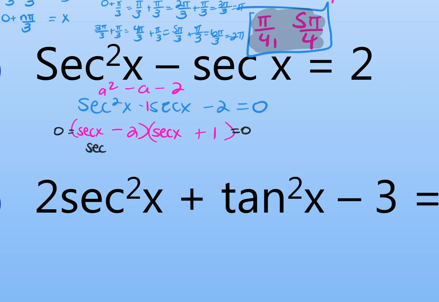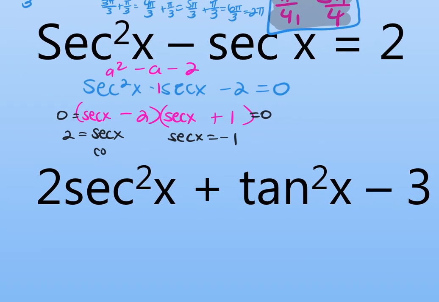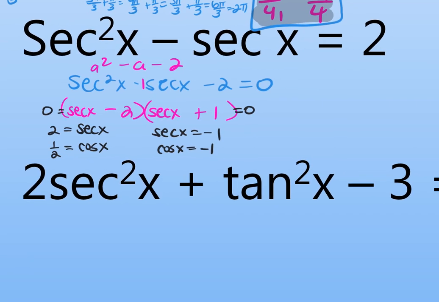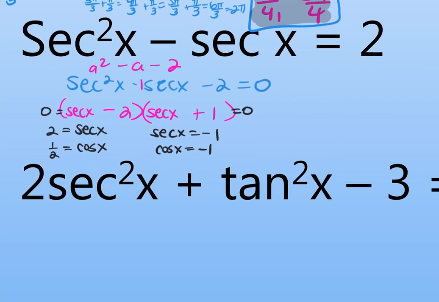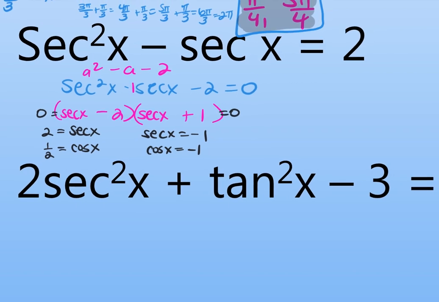So I get secant of x equals 2, and secant of x equals negative 1. And secants are not on our unit circle, but the reciprocal function would be what? Cosine. So I flip it. Cosine would equal 1 over 2, and cosine would equal the reciprocal of negative 1, which is still negative 1. Then I go to my unit circle, and I find everywhere cosine is 1/2. Where's cosine 1/2?